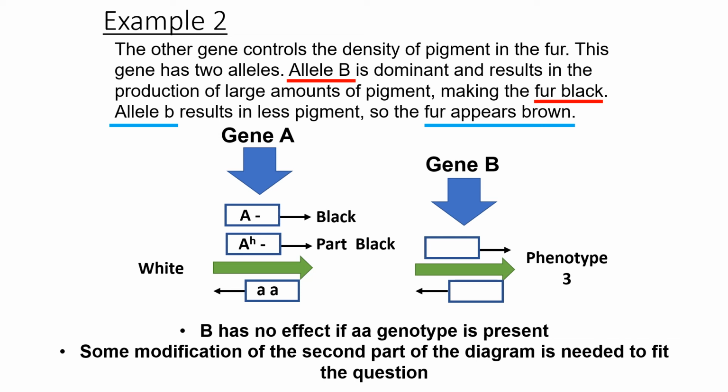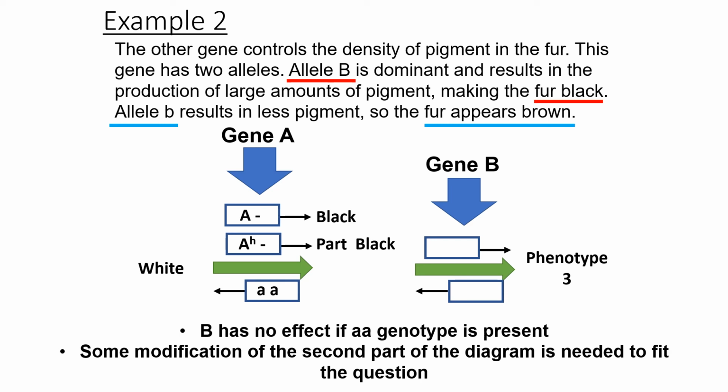The other version of B, the lowercase version of B, simply results in the fur appearing as brown. B will only have an effect if the organism has an uppercase A or an uppercase A and H allele as well. If the organism has the 2 lowercase a's, then the organism will be white and gene B just doesn't have any impact whatsoever.